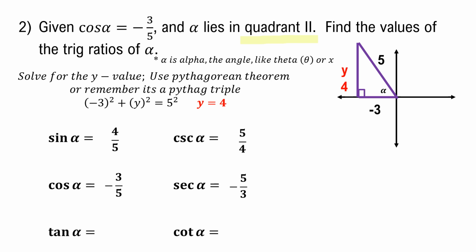Tangent of alpha is the opposite over adjacent. I said that wrong. Opposite over adjacent, which is -4/3. And cotangent of alpha will be -3/4, the adjacent over the opposite. All right, we're almost done.